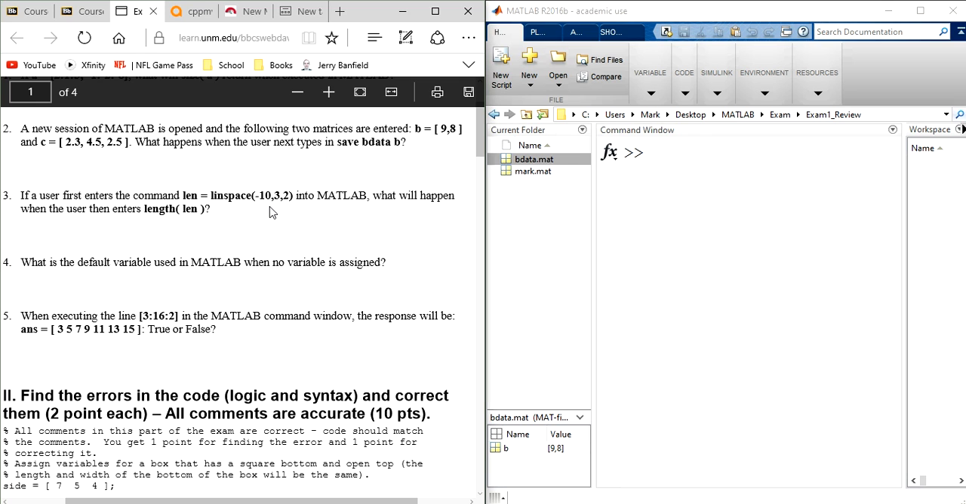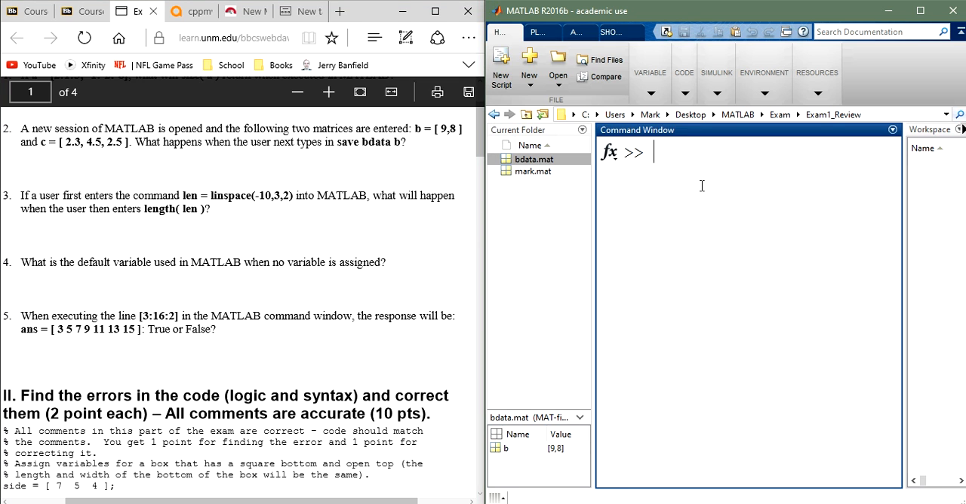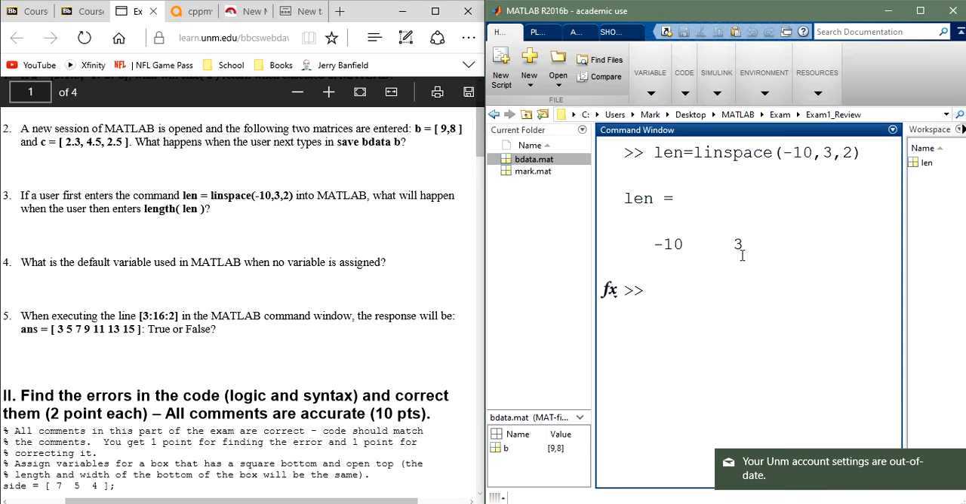That's just saying give me two variables between -10 and 3. Well, give me two variables including -10 and 3. So these are definitely included. So when it only asks for 2, we know that the two variables that are popping out are -10 and 3. If I type len is equal to linspace of -10 to 3 by 2, we see that len is equal to -10 and 3.